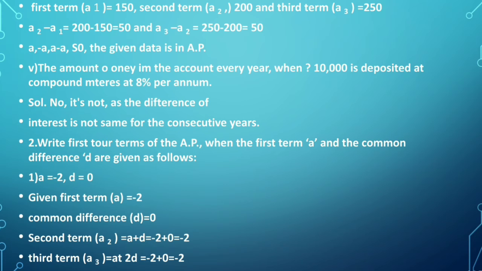So here the first one is repeated, the amount of money in the account every year when 10,000 is deposited, already we discussed that one. Then second one, write the first four terms of the AP when the first term A and the common difference D are given. So A is equal to minus 2 and D is equal to 0. The given first term A is equal to minus 2, the common difference D is equal to 0. Then the second term we can find, A plus D, that is minus 2 plus 0, that is equal to minus 2. Third term A3 is equal to A plus 2D, that is minus 2 plus 2 into 0, that is simply minus 2. Then the fourth term A4 is equal to A plus 3D, which is equal to minus 2 plus 0. So the first four terms are minus 2, minus 2, minus 2, minus 2.